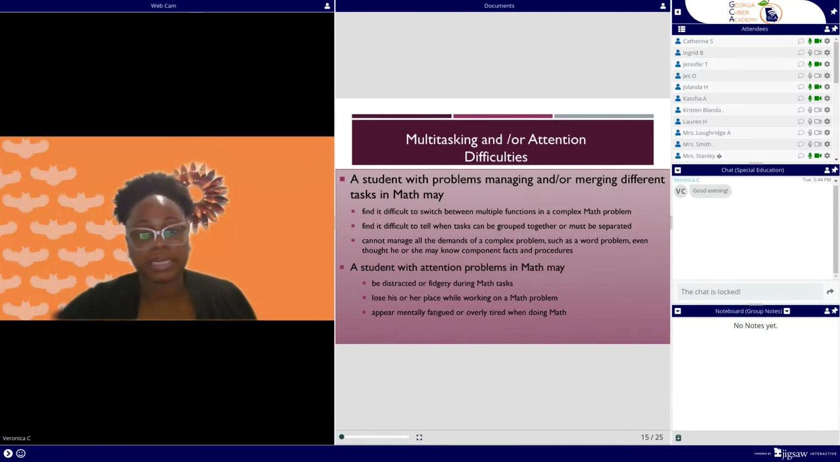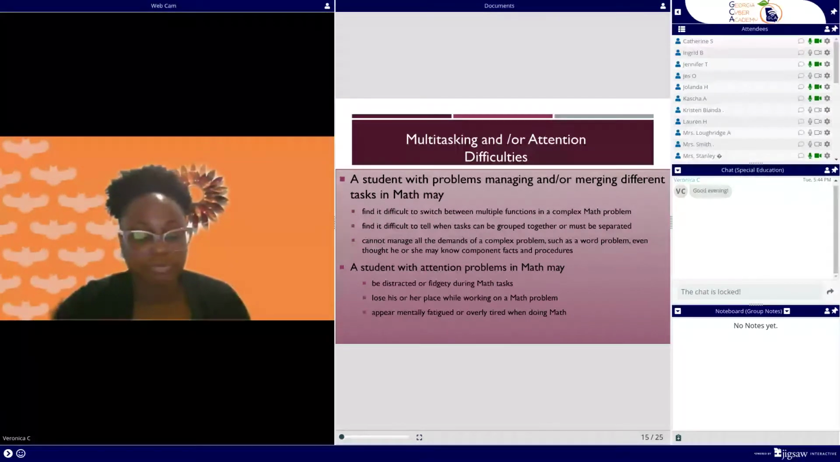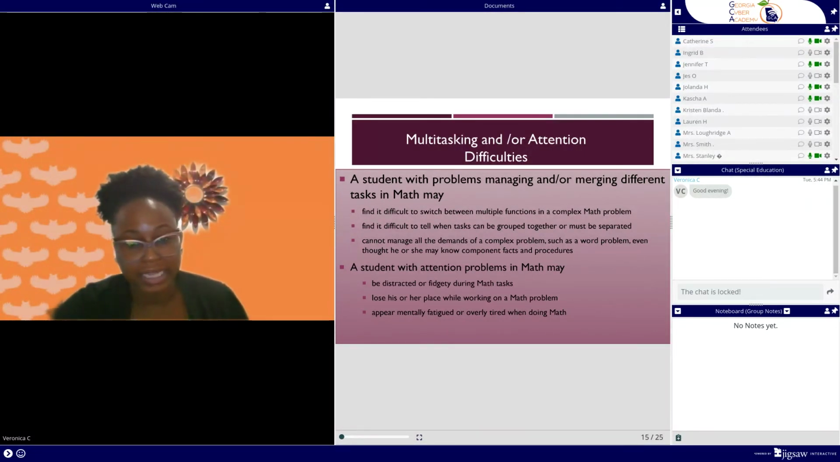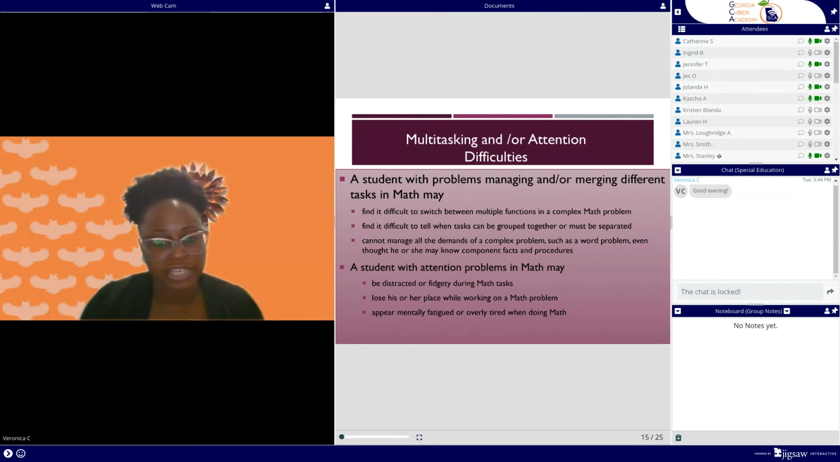Some other roadblocks: multitasking and/or attention difficulties. A student with this may find it difficult to switch between multiple functions in a problem, or to tell when tasks can be grouped together or when they must be separated. They can't manage all the demands of a complex problem. With attention problems in math, this may look like them being distracted or fidgety, losing their place when working on a math problem, or appearing mentally fatigued and overly tired when doing math.